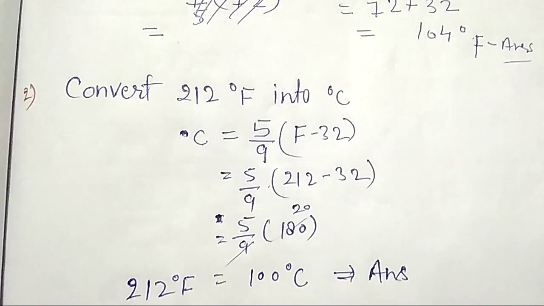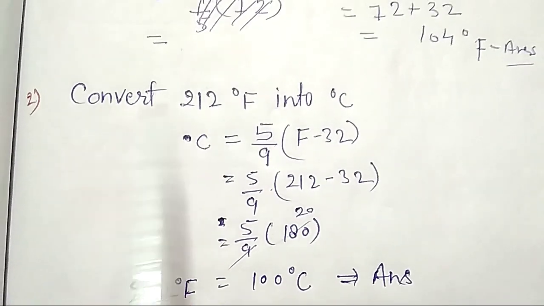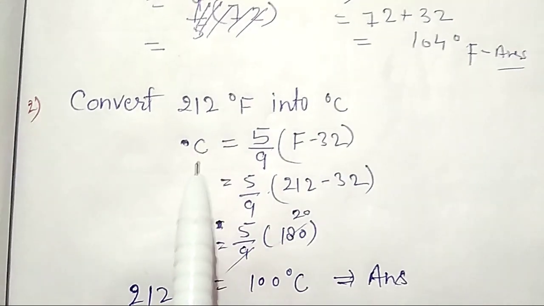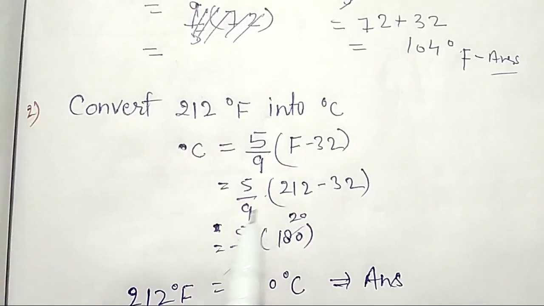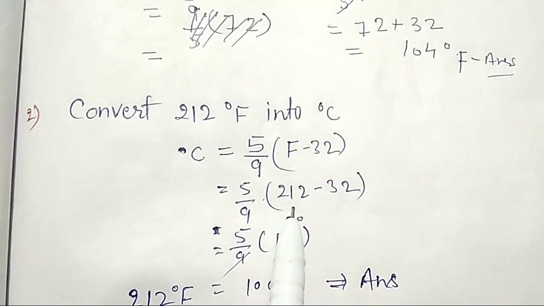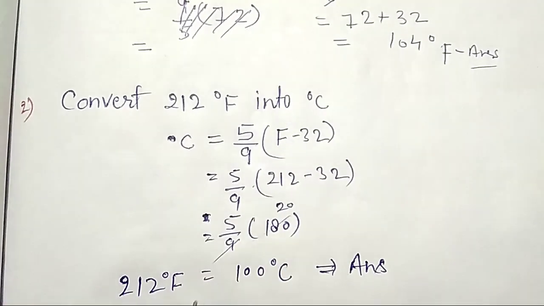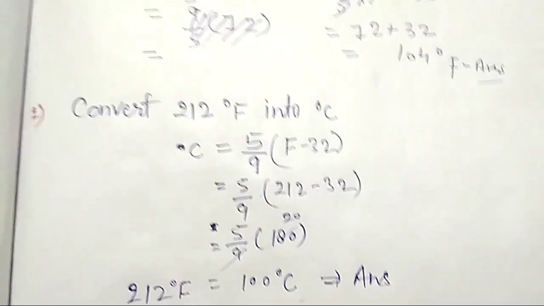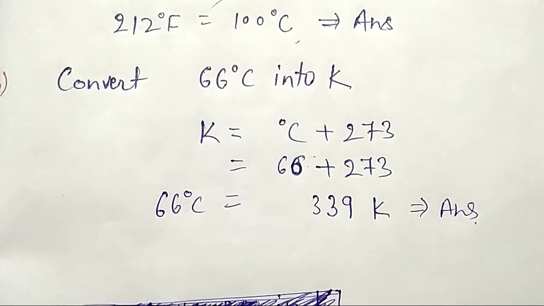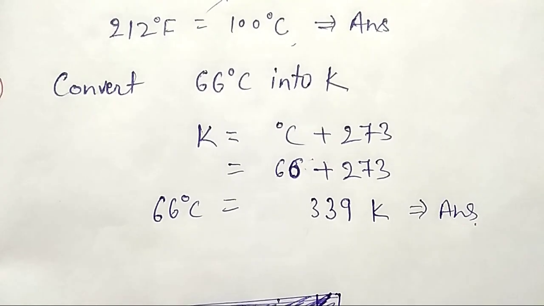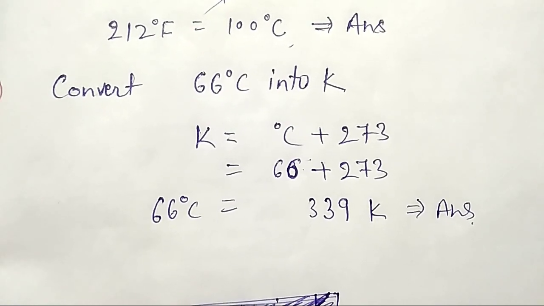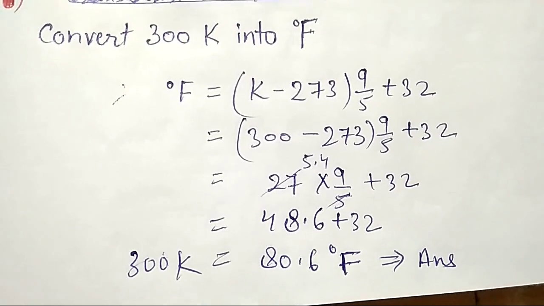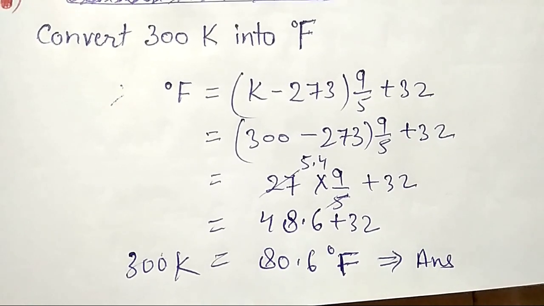This is the second example. If we want to convert 212 degree Fahrenheit into degree Celsius, we put in this formula, and after that we put the value of Fahrenheit and we get the answer 100 degree Celsius. This is the third example, to convert degree Celsius into Kelvin. This is the fourth example, to convert 300 Kelvin into degree Fahrenheit.